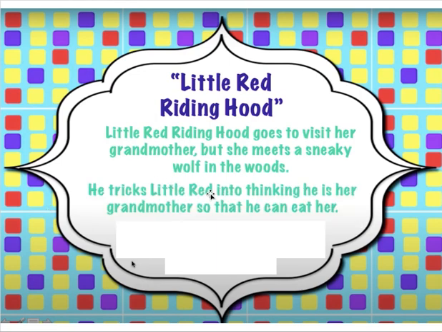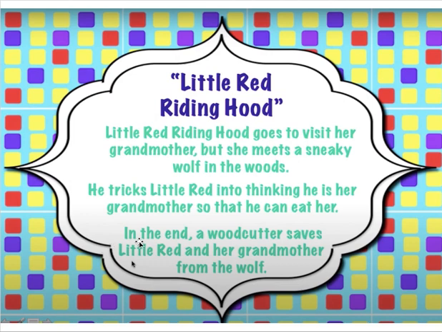He tricks Little Red Riding Hood into thinking he is her grandmother so that he can eat her. Oh, now we're definitely at the climax. He wants to eat her. Yikes. Let's see how the problem might get resolved. In the end, a woodcutter saves Little Red Riding Hood and her grandmother from the wolf. Notice how the story elements are in this little summary. The characters, the setting, the problem, and the solution.